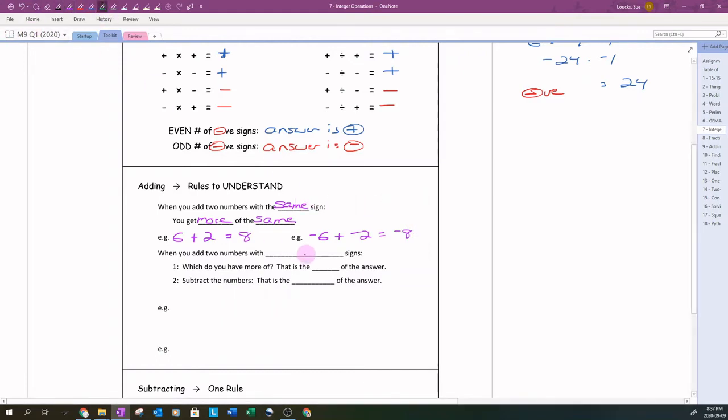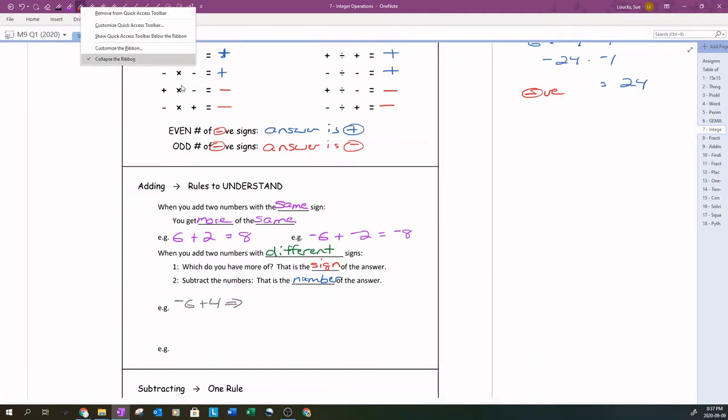When you add two numbers with different signs, which do you have more of? That gives you the sign of the answer. Okay? And then you subtract the numbers, and that gives you the number of the answer. So let's do some examples. So if I have -6 plus 4, okay. So I have more negative.